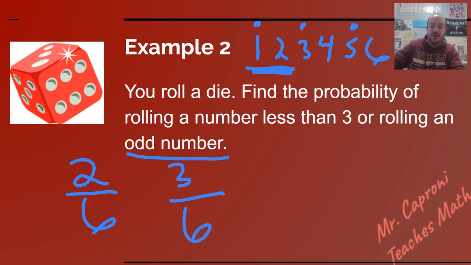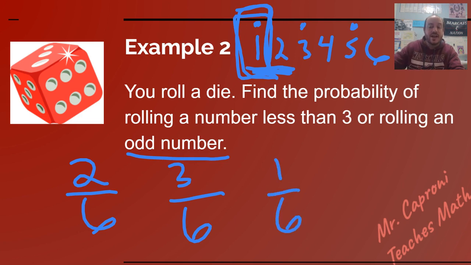But if you notice, the number 1 fell in both categories here. So that means one of my 6 options was an overlap between the two situations. So that means 1 out of 6 of them got counted twice. The 1 got counted with the numbers less than 3, and the 1 got counted with the odd numbers. For that reason, we have to subtract it off after we add the other two together, because I don't want that to be counted twice in my final answer.